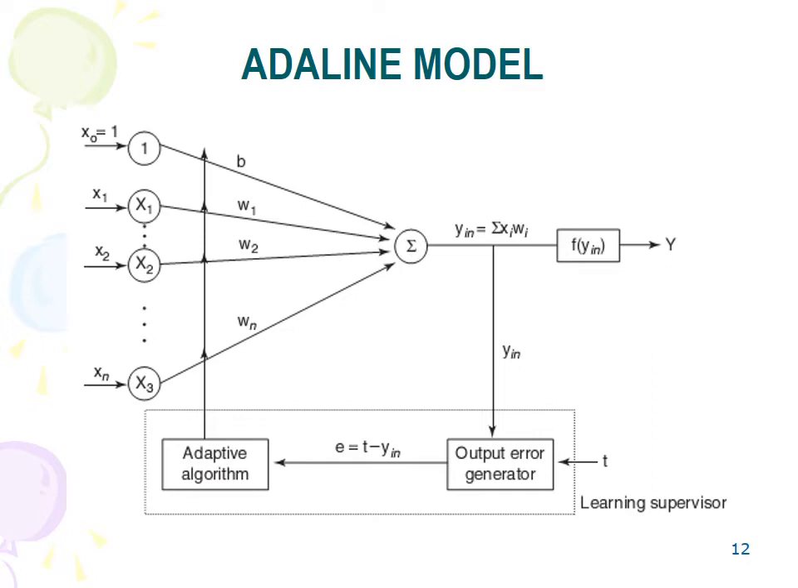Here the feedback from the output layer is generated with the help of the output error generator, and it is given back to the input layers through the adaptive algorithm. So it is a learning supervisor. Here the training sets are introduced, and the input layers have a bias and W1, W2, which are the weights. Then the summation y_in, the summation of x_i into w_i, and y is the output, which is a function of the activation function. So this is the model.